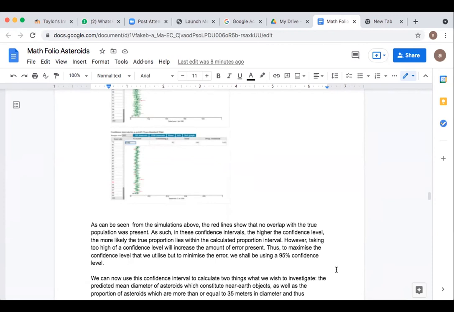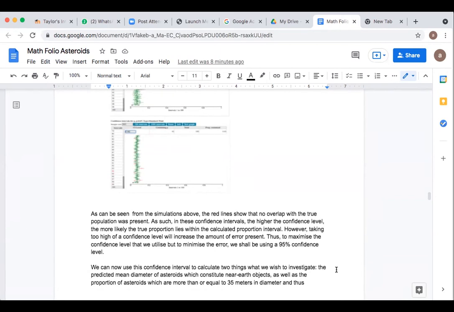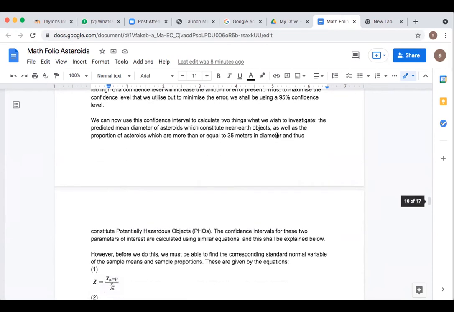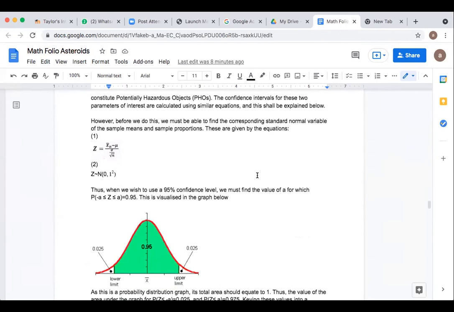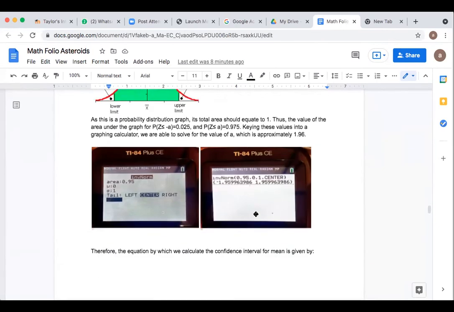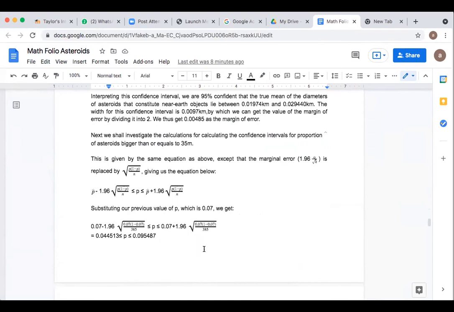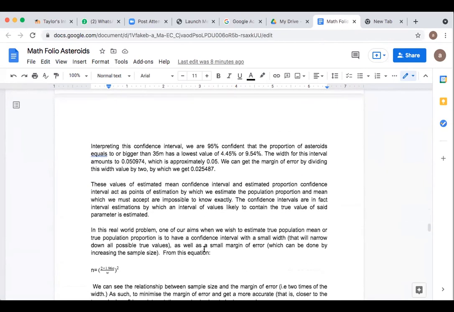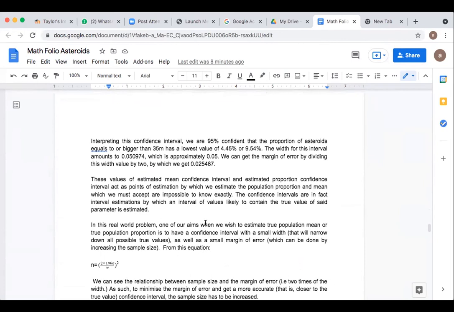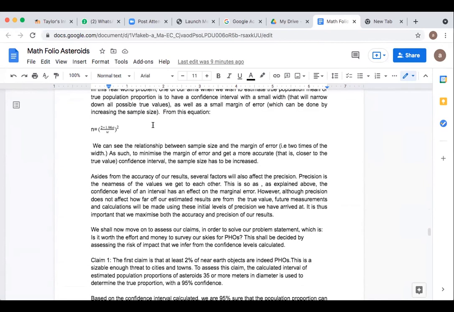Okay, some more. Now we use the determined confidence interval to find the predicted mean diameter of asteroids, as well as the proportion of asteroids which are more than 35 meters in diameter. So we have this range for the mean diameter, and this for the proportion. And this is our interpretation of our results, saying that we are 95% confident. And here we discuss the relationship between sample size and margin of error, and whether or not it is good to increase the sample size.